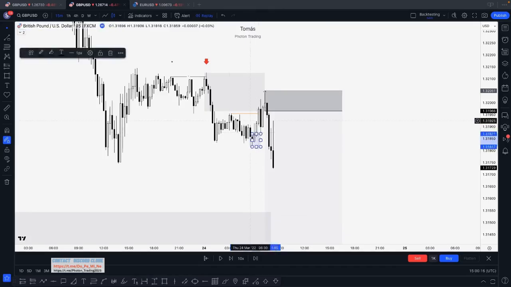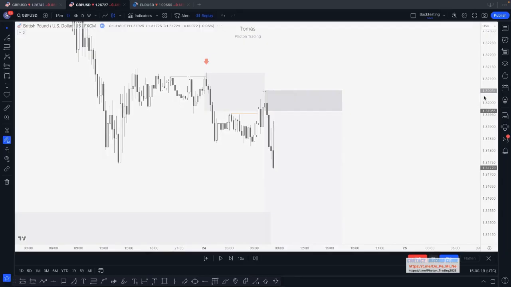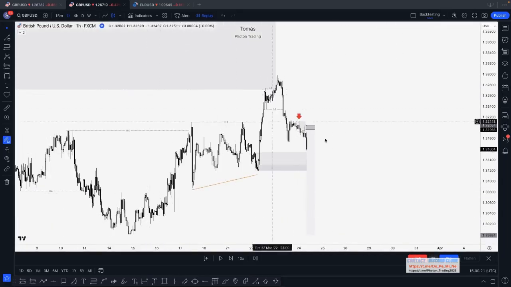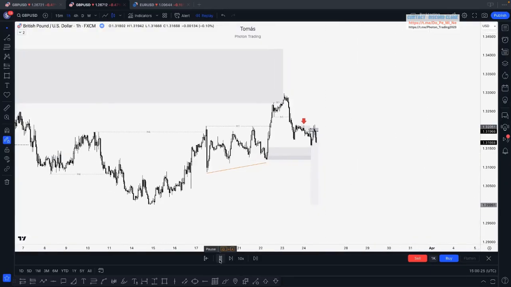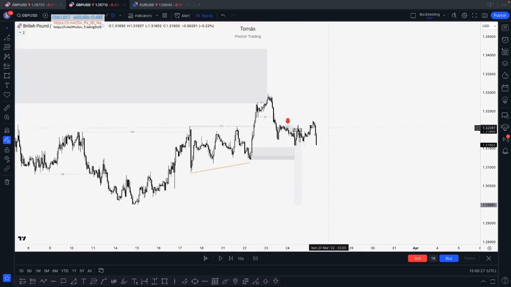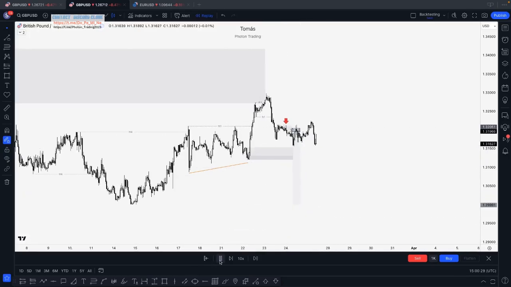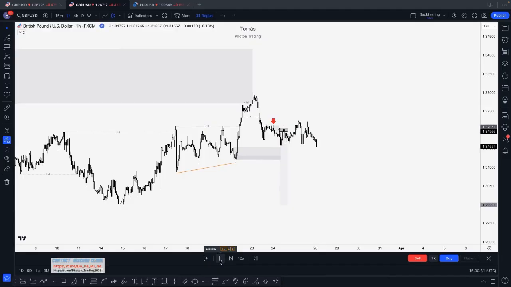And yeah, I think you guys understand. It was very, very clear, at least for me. And this would be your trade. So let's see. Price taps into the H4 POI. Okay, let's see what happens.